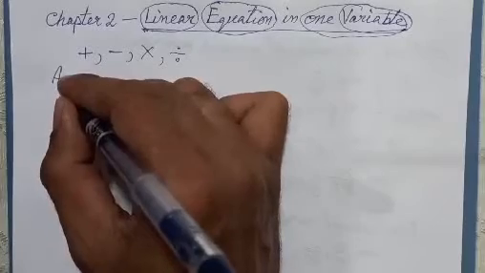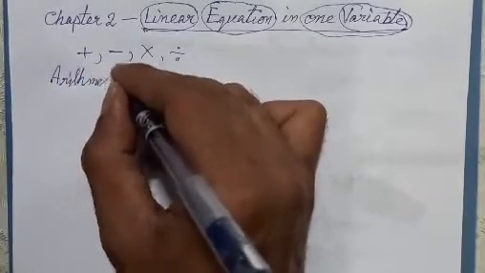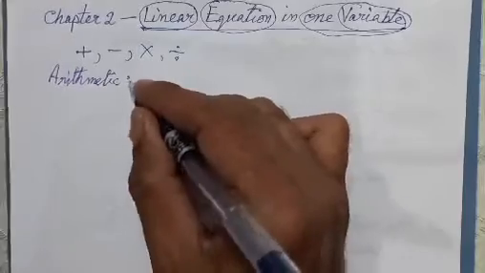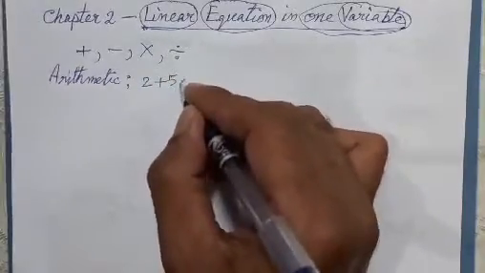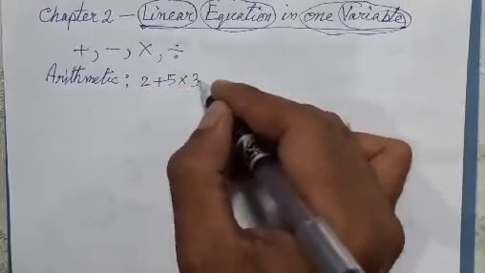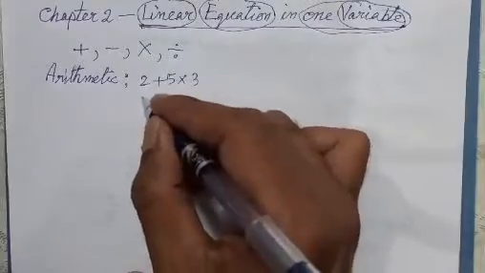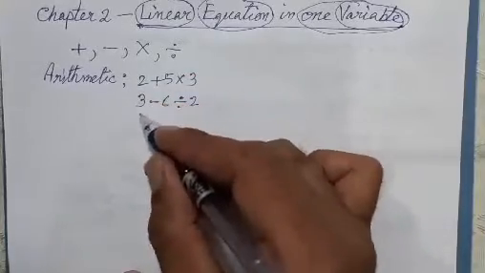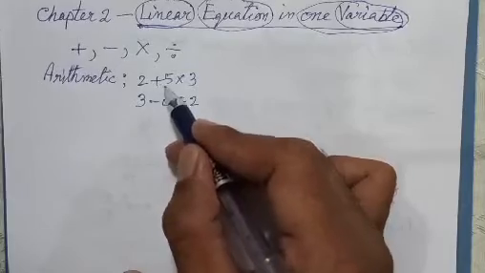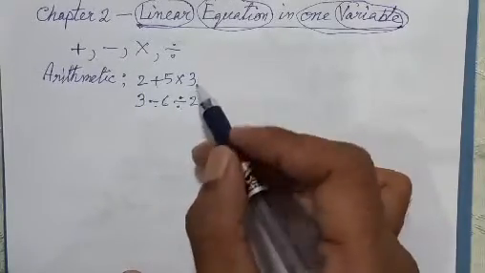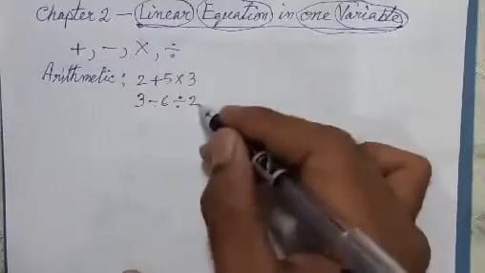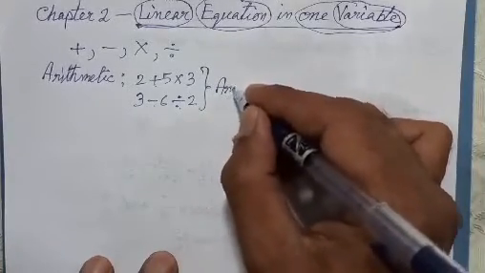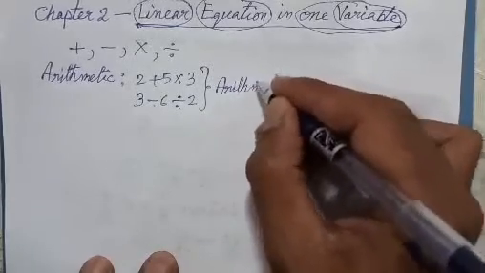Now arithmetic. Actually arithmetic is the study of numbers. Suppose 2 plus 5 into 3. Here I'm using only the countable numbers. And 3 minus 6 divided by 2. So here also I'm using only countable numbers. And here I use plus sign, multiply, here minus, and divide. So I'm using these four signs only. So this type of numbers are known as arithmetic expression.